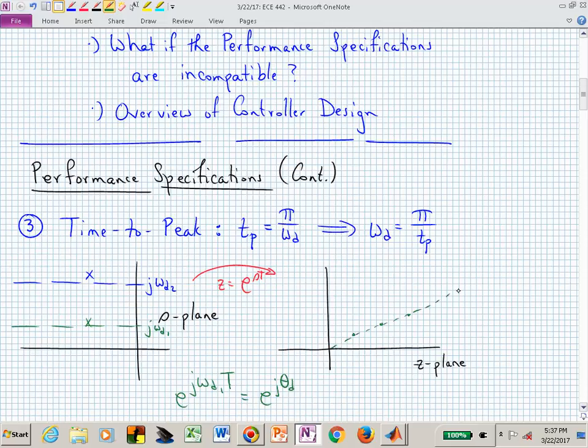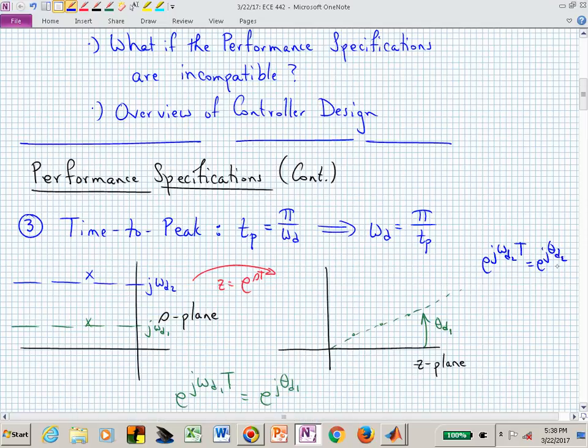Hopefully it's clear that now I'm looking at an angle or a wedge, and this is now at an angle of theta sub d. Let me call it theta sub d1 to be consistent with the omega sub d1. Similarly, if I now looked at any particular pole on that horizontal blue dashed line, now I have e to the j omega sub d2 t, or this is now e to the j theta sub d2.